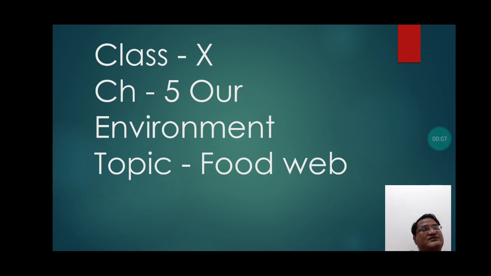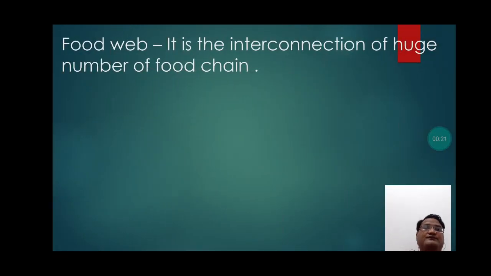Today we are going to discuss the topic food web from chapter 5, our environment. Food web is an interconnection of a huge number of food chains.